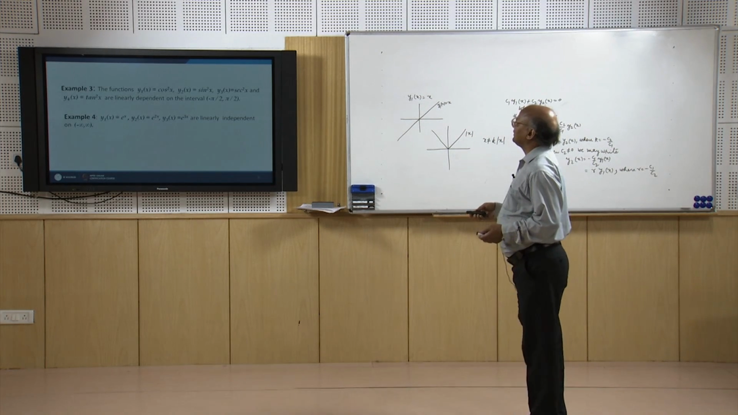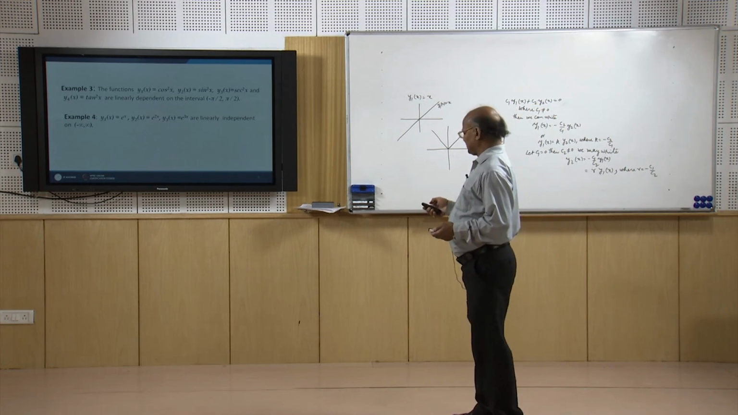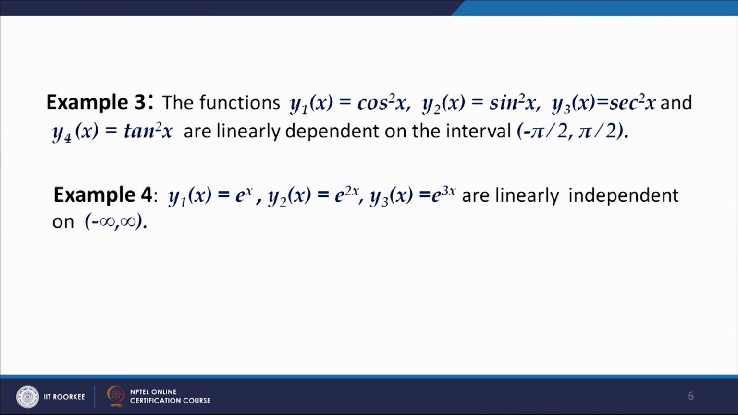Now we take the case of, say, 4 functions: y1(x) equal to cos square x, y2(x) equal to sin square x, y3(x) equal to sec square x, and y4(x) equal to tan square x. We can see that they are linearly dependent on the interval minus pi by 2 to pi by 2.